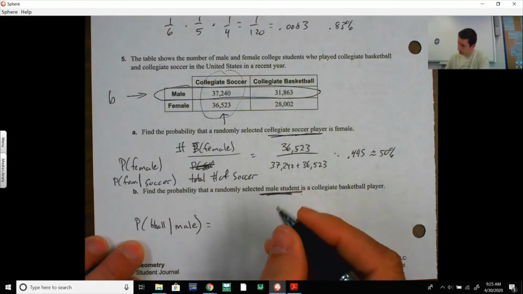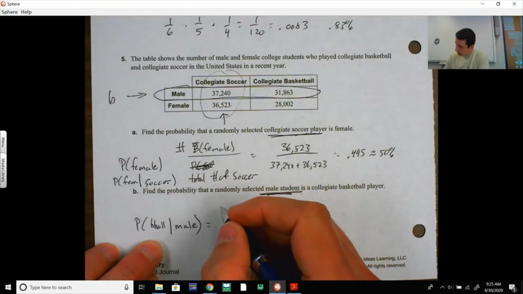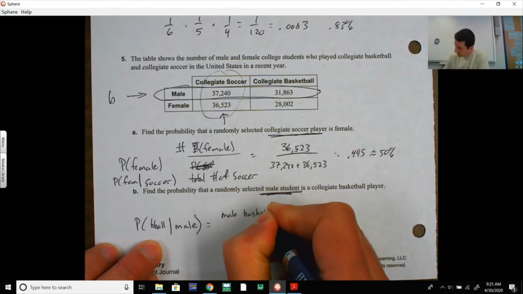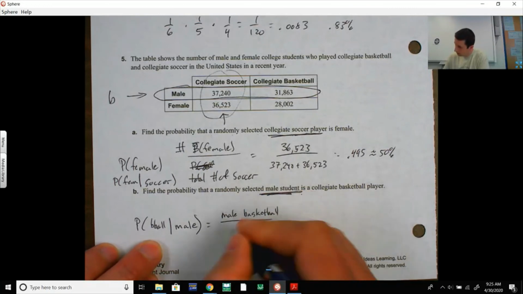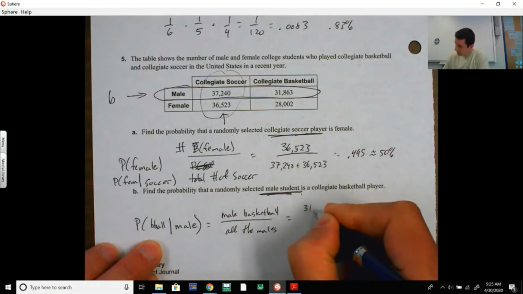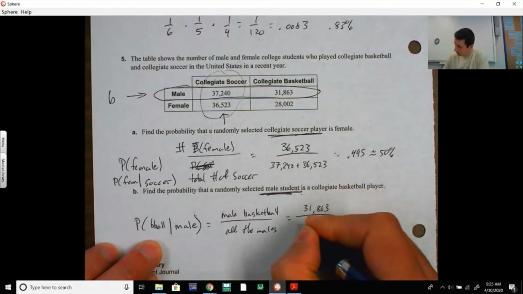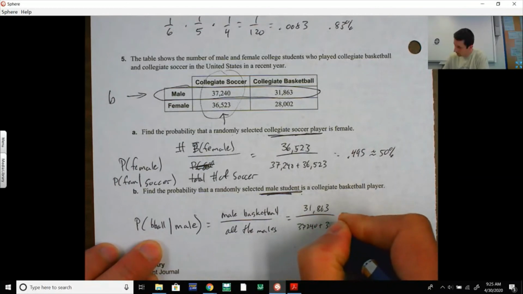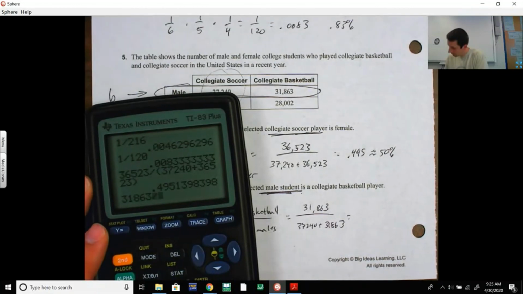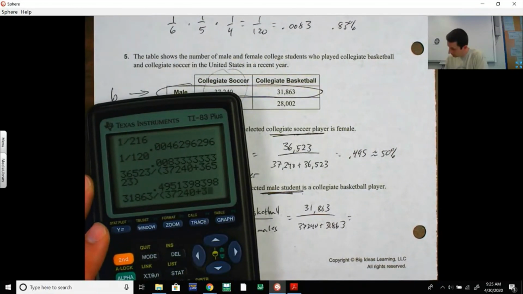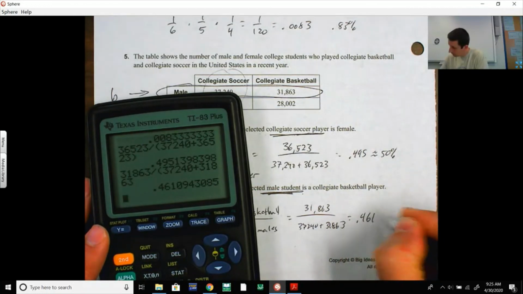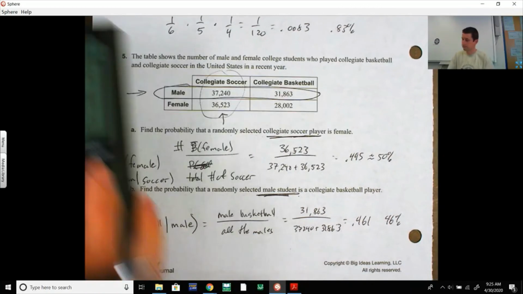Okay, so what we want is the male basketball players over all the males. So that'd be 31,863 over 37,240 plus 31,863. 31,863 divided by 37,240 plus 31,863. And we get about 0.461. So about 46% chance for that happening.